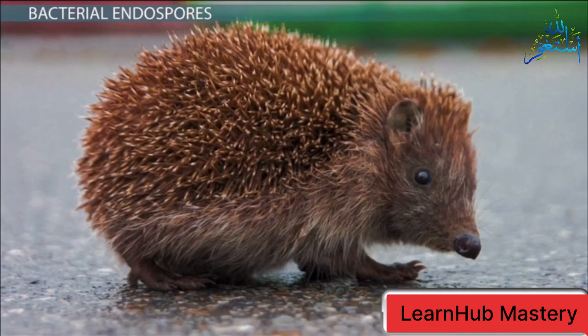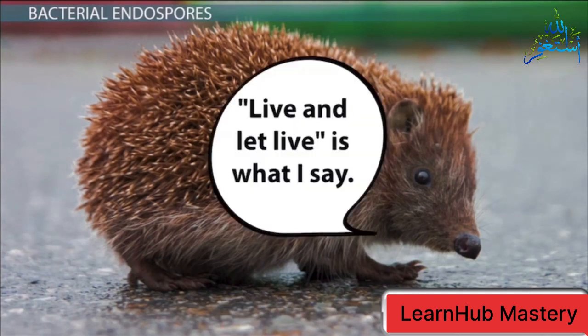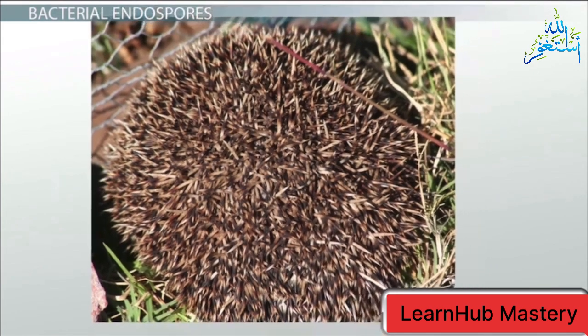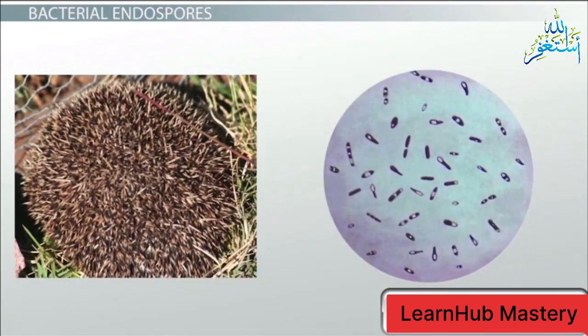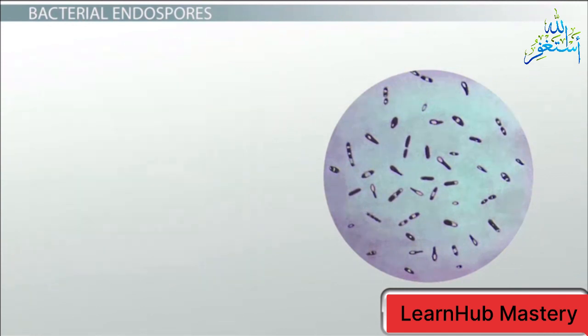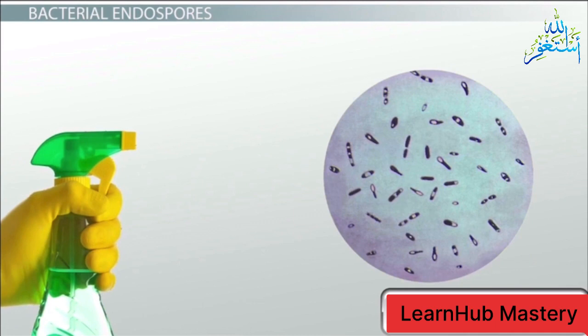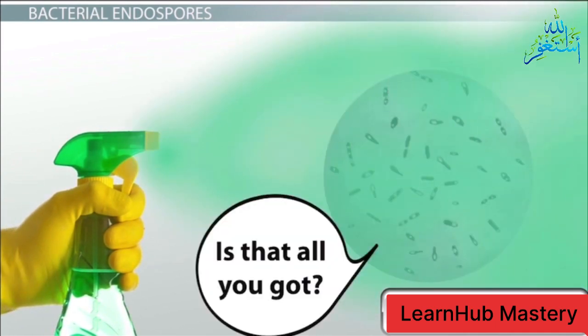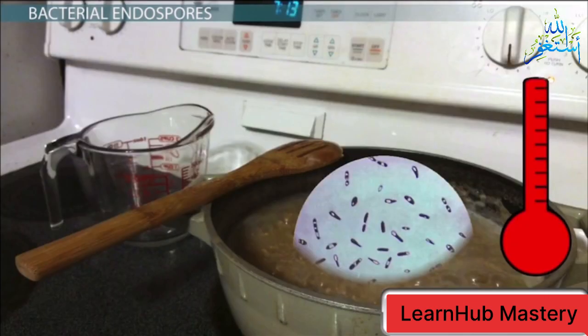If everything is fine, the hedgehogs will walk around just minding their own business. If they feel threatened, they curl up into a protective ball. That's what these bacteria do. They curl up into a protective ball when they feel threatened. These endospores are so tough that they can resist common household disinfectants. What's worse is they can survive being boiled for a very long time.